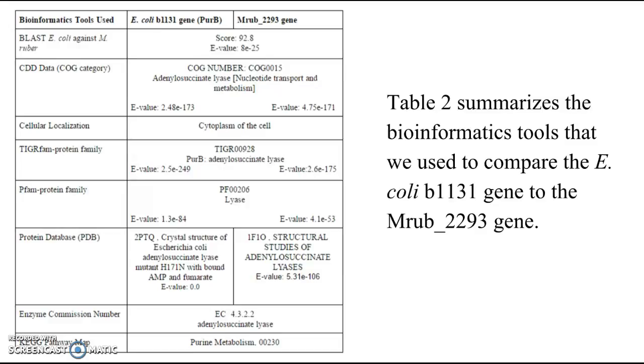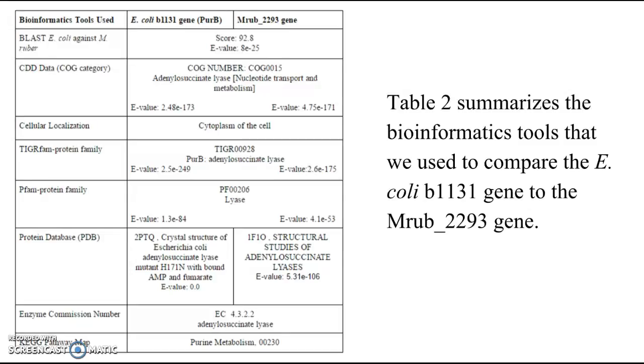The CDD showed an identical number as well as name. They are both located in the cytoplasm. The TIGR-FAM and PFAM protein family information was both identical in name and number. However, the protein database again showed a difference in name and number, but the enzyme commission number as well as the KEGG pathway map and number were identical in that they were located in the purine metabolism map and had the same EC number.